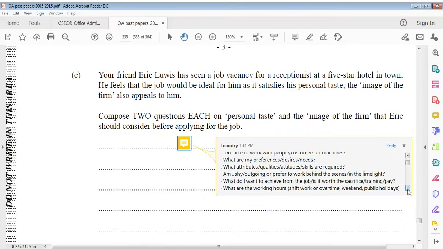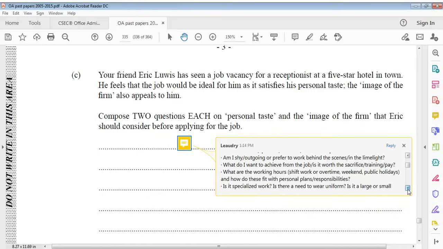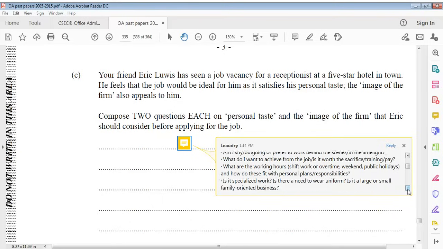6. What are the working hours? Is that shift work or overtime, weekend or public holidays? And how do these fit with personal plans or responsibilities? 7. Is it specialized work? Is there a need to wear uniform? Is it a large or small family-oriented business? So any of these questions you could select two from.